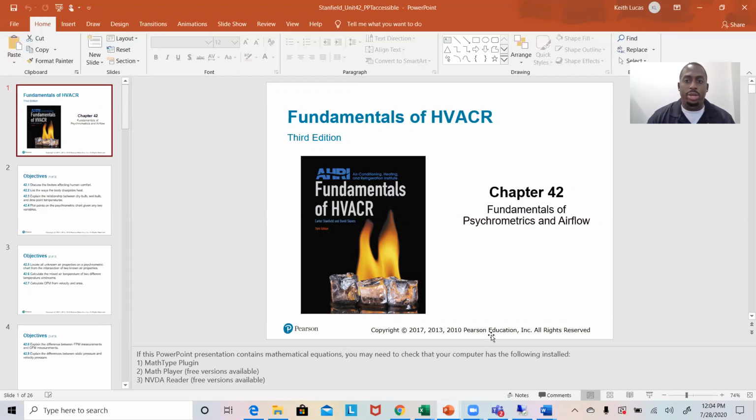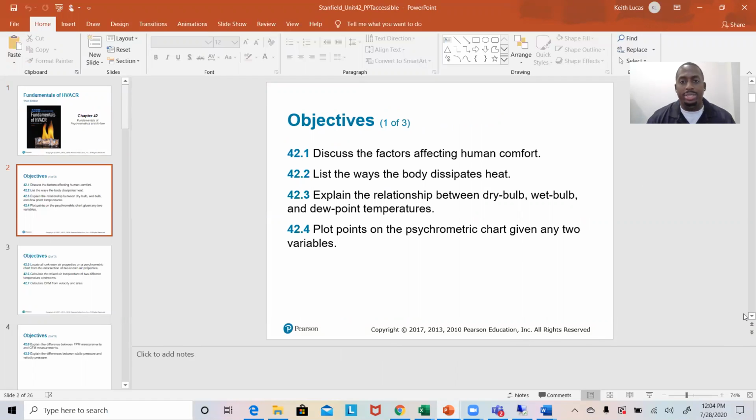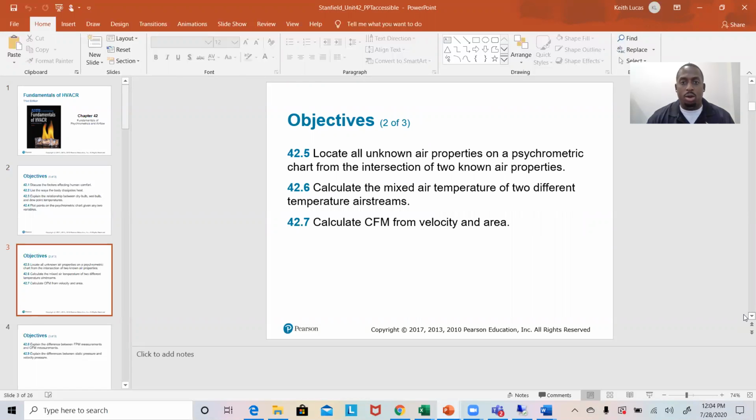Okay, so unit 42 is fundamentals of psychrometrics and airflow. The objectives are: discuss the factors affecting human comfort, list the ways the body dissipates heat, explain the relationship between dry bulb, wet bulb, and dew point temperatures, plot points on the psychrometric chart given any two variables, and locate all unknown air properties on the psychrometric chart from the intersection of two known air properties.